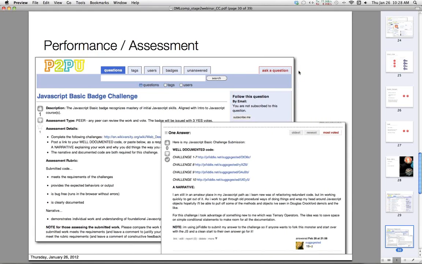And here you can take a look at the visuals that we were working with for performance and assessment. So we actually described what was within the JavaScript badge and what people had to do in order to achieve that badge. And the content on the lower right is essentially what one person did in order to achieve that badge.